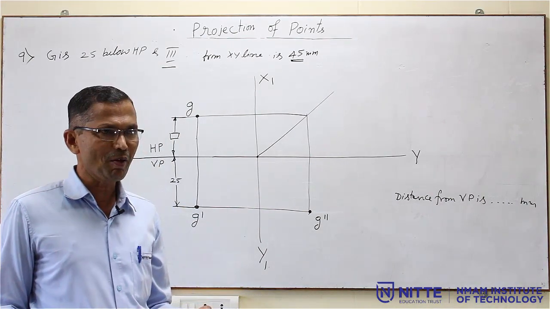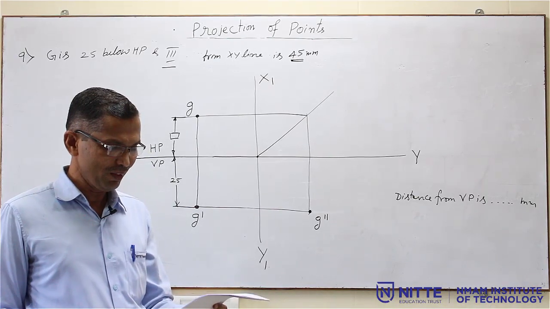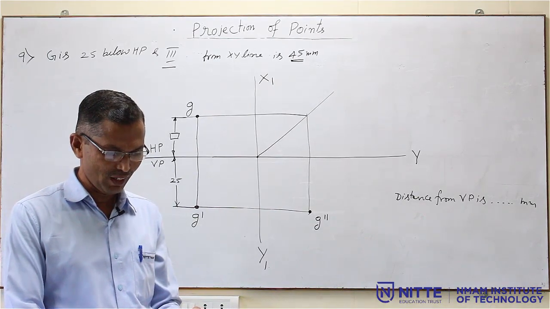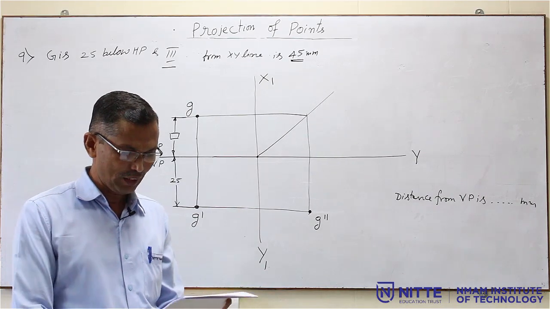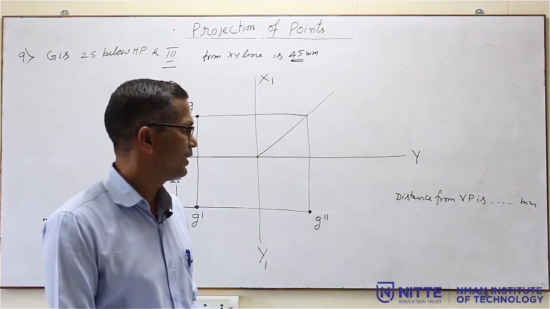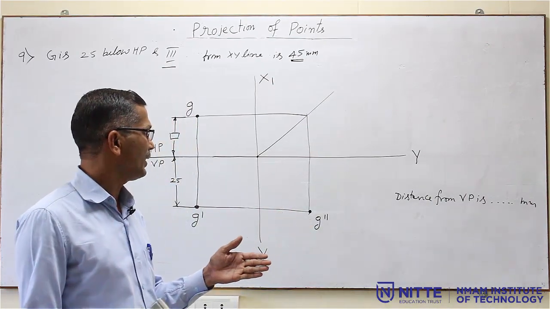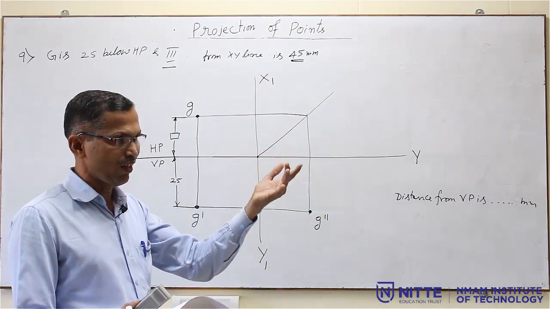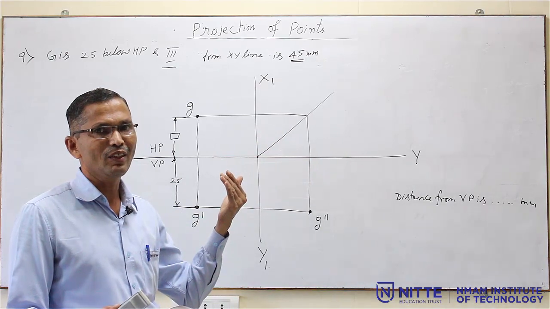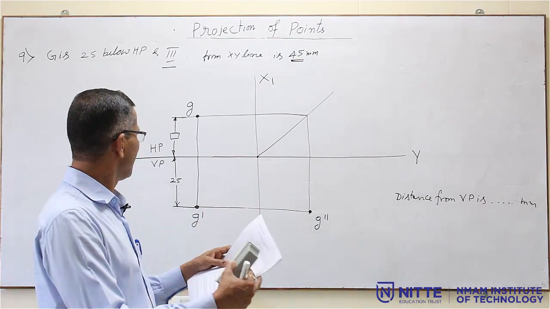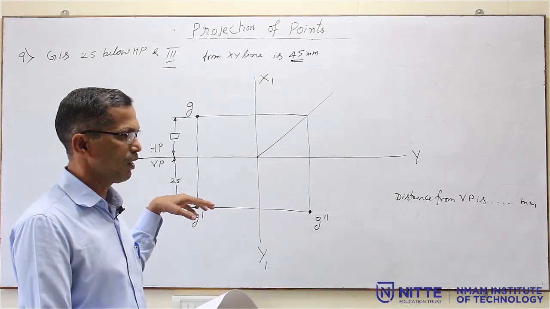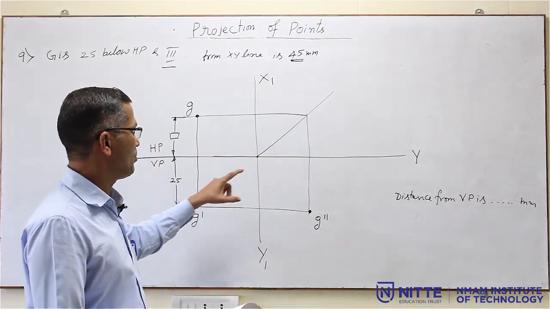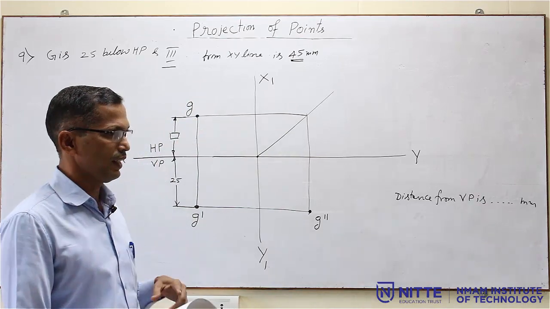Now, the 10th problem, it is very simple. Point C is in the first quadrant and equidistant from all the 3 planes, an equidistance of 40 millimeter. That means, in front of VP it is 40, above HP is also 40, from the profile plane also 40. So, it is in the first quadrant. I am not going to solve it. All the distances will be 40, 40 and 40.